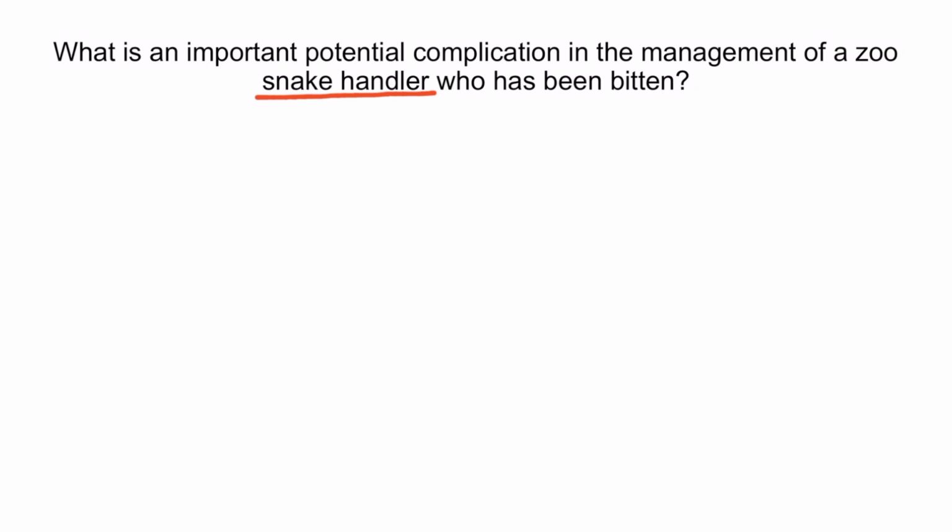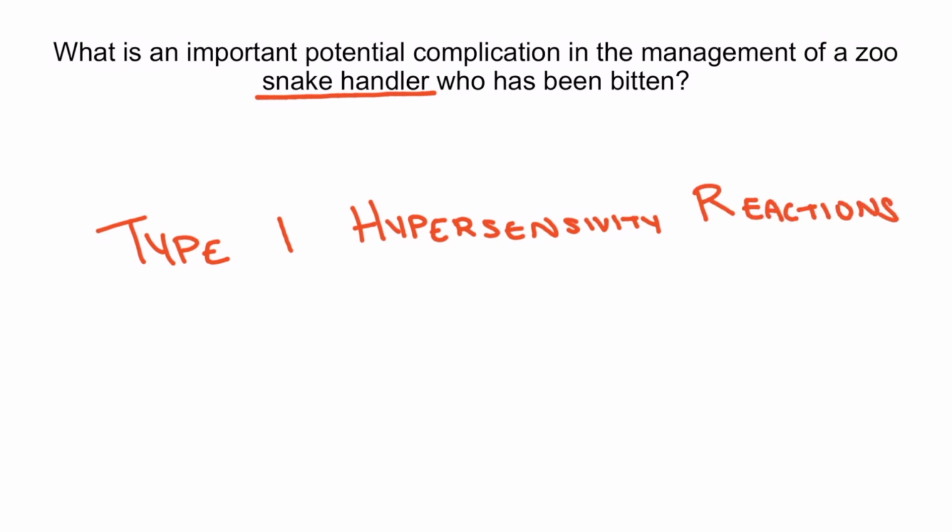So what's an important potential complication in the management of a zoo snake handler who's been bitten? You're worried about type 1 hypersensitivity reaction from the antivenom. And that concludes this section.